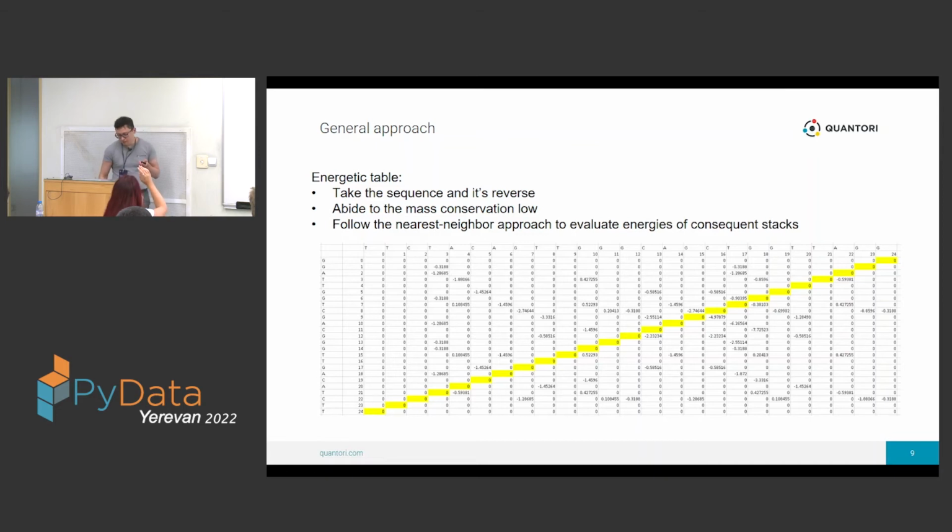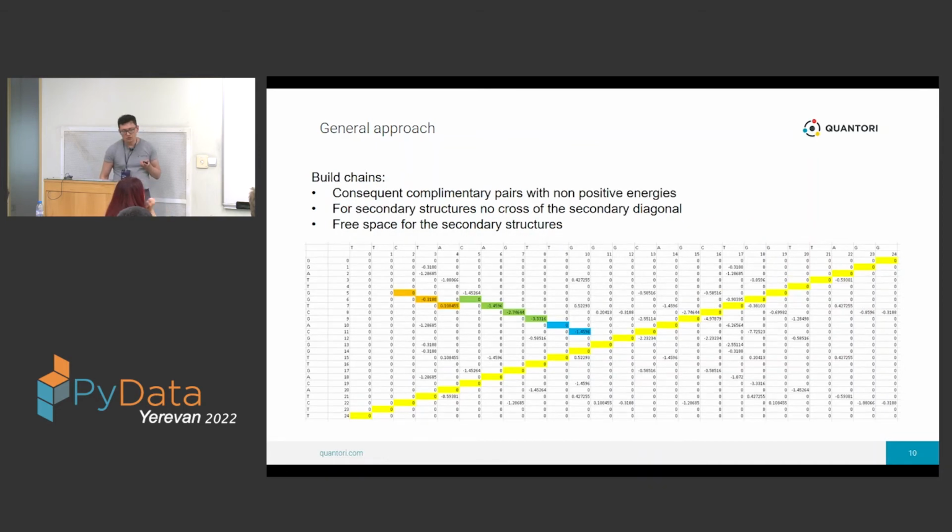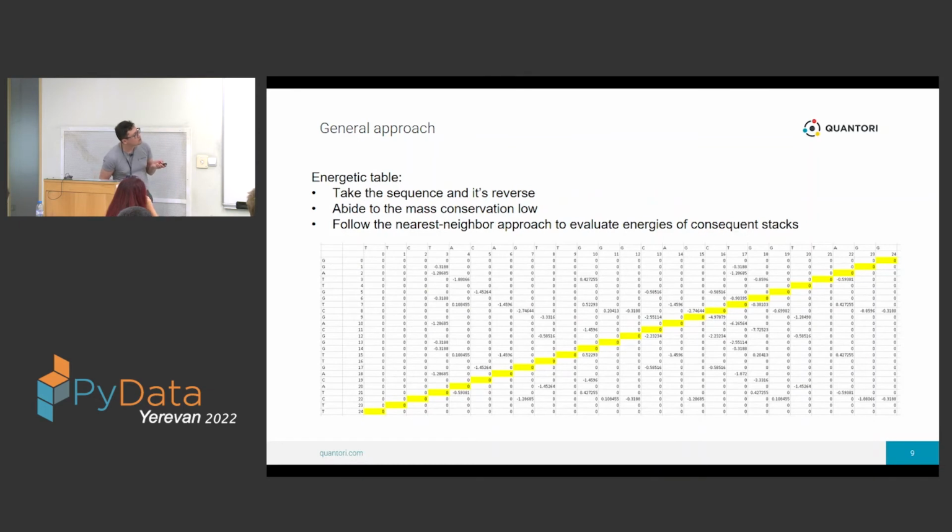Excuse me, what does the zero mean in the energetic table? It means that it doesn't form some complementary sequence. For example, if we have a look at the first line, when you go G, and with T, C, and both A, I think it's zero, so there's no complementary. Yeah, that means exactly that.